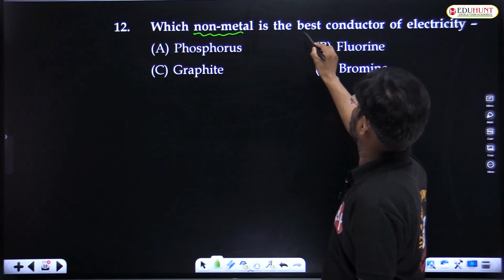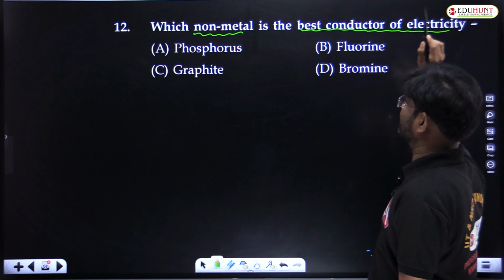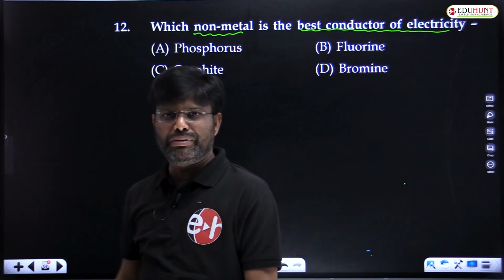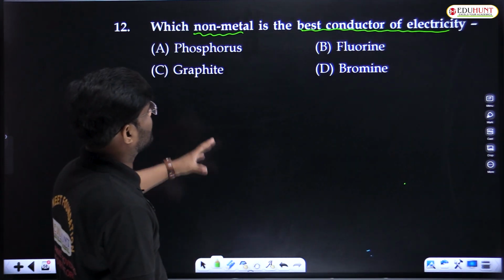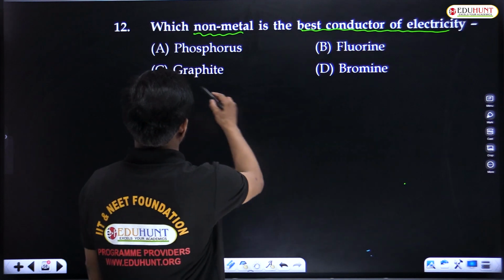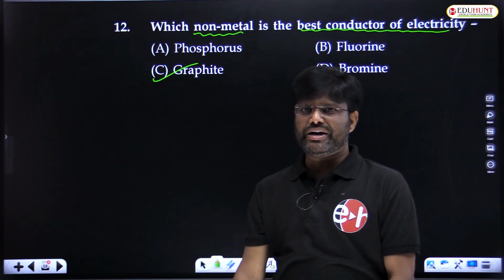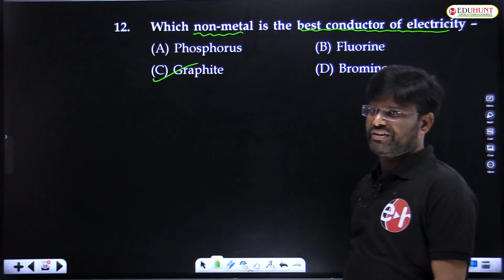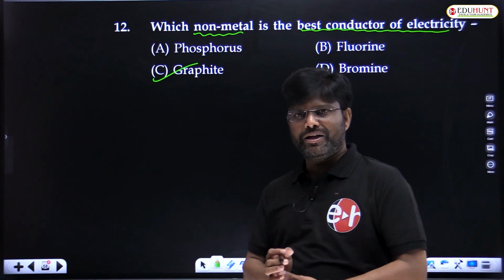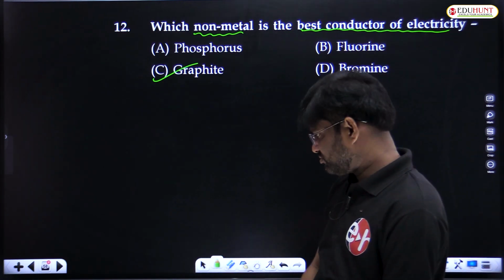This non-metal is a best conductor of electricity. Which is the non-metal best conductor of electricity? Graphite is a non-metal and best conductor of electricity. This is already repeated question only.